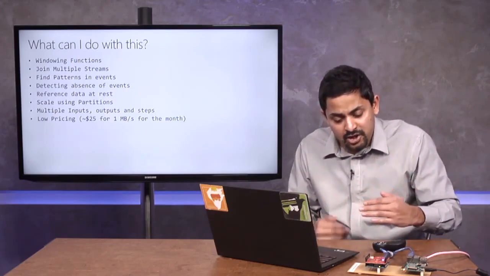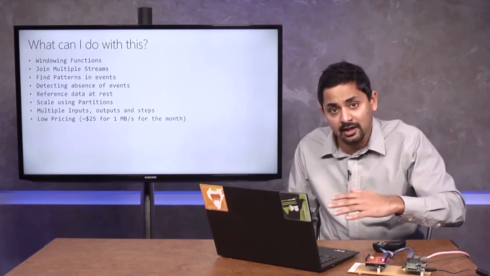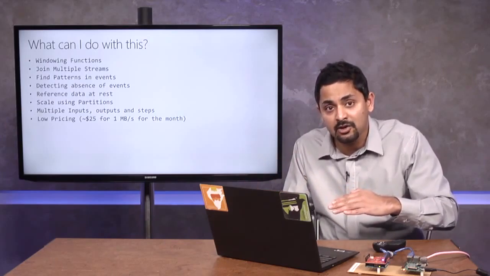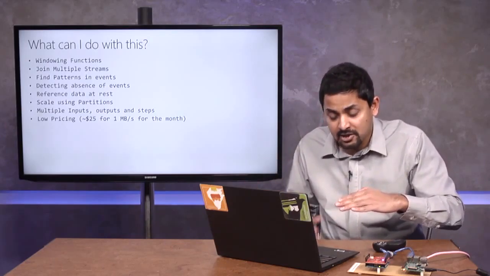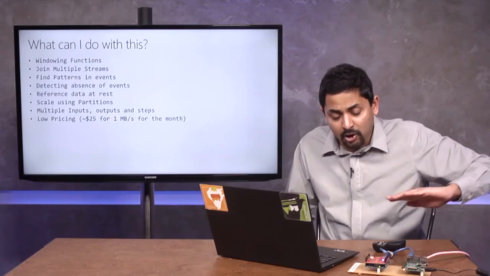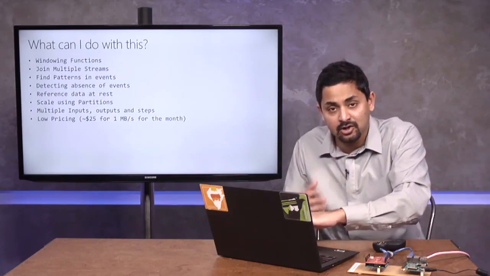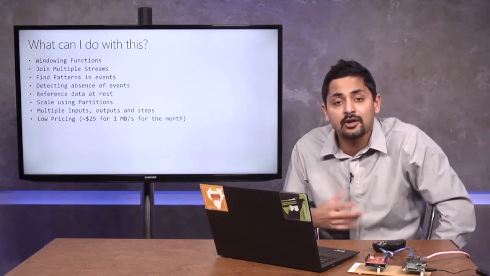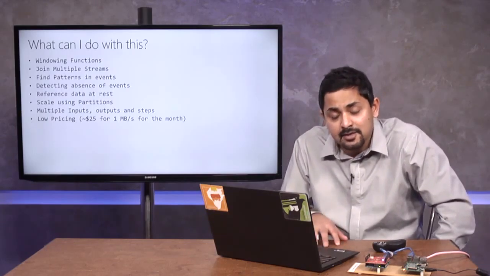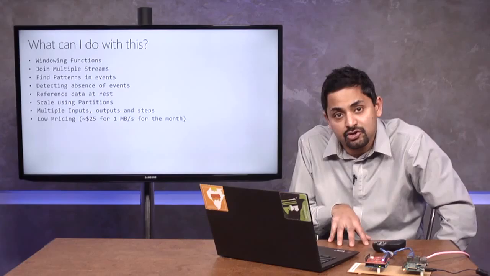So if I am pushing 1 megabyte per second through the one streaming unit, which I had shown you in my demo, which is the amount of compute that you get, for the whole month pushing 1 megabyte per second continuously and doing some processing on top of it, you'll pay not more than $25. And this is because we have built a multi-tenant solution.